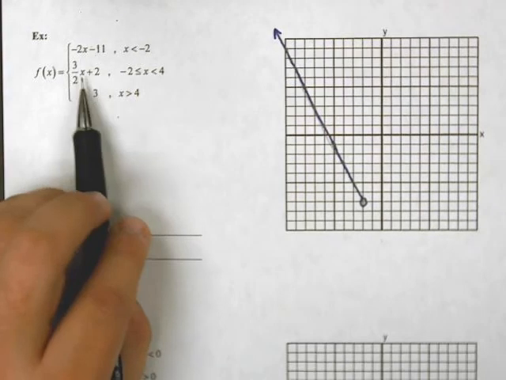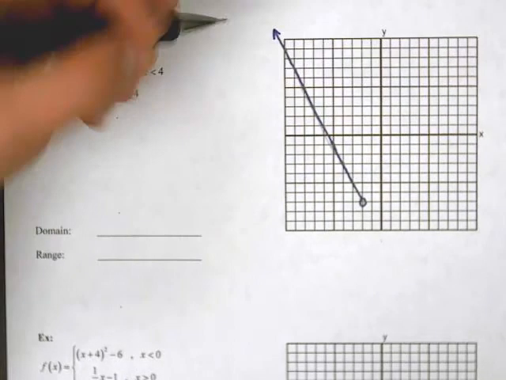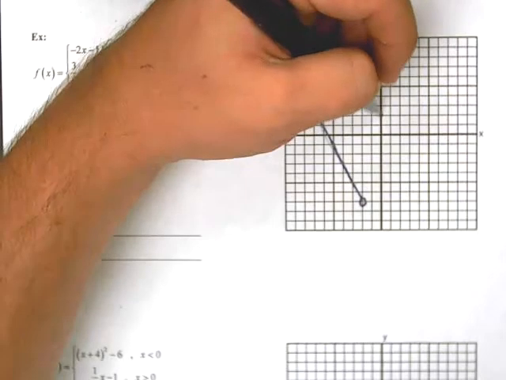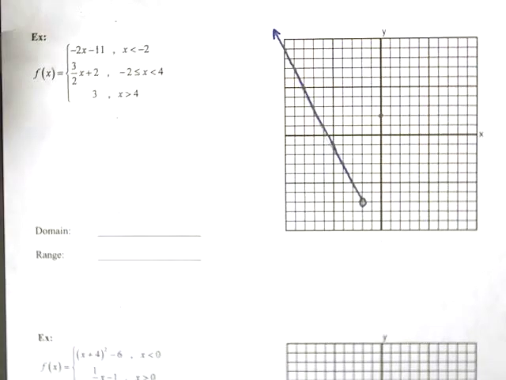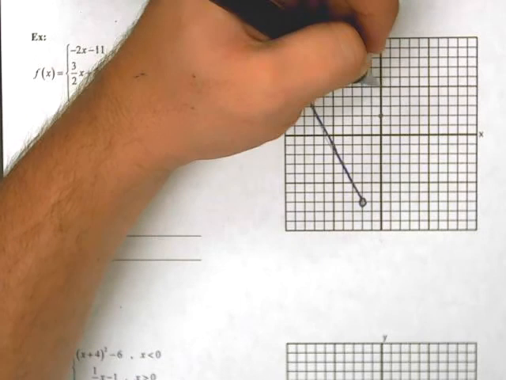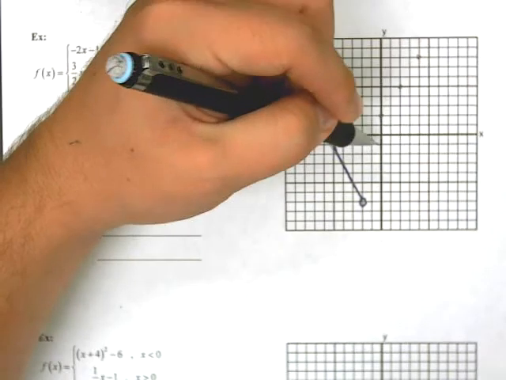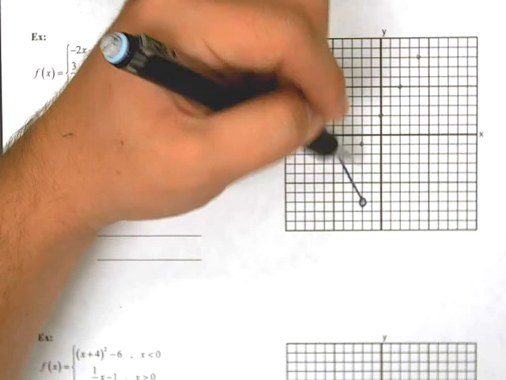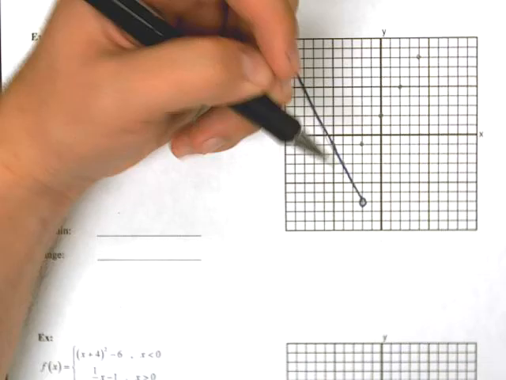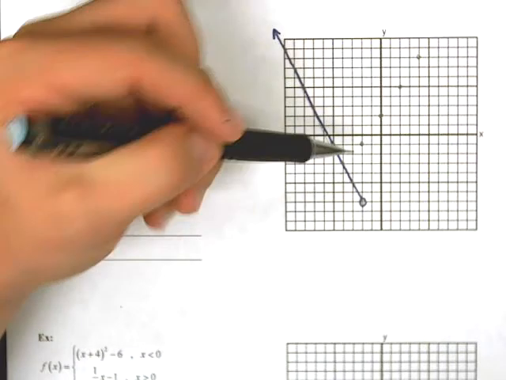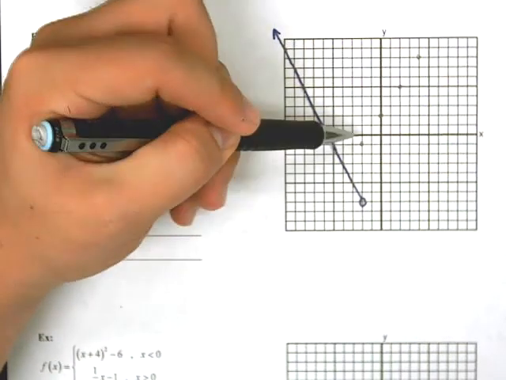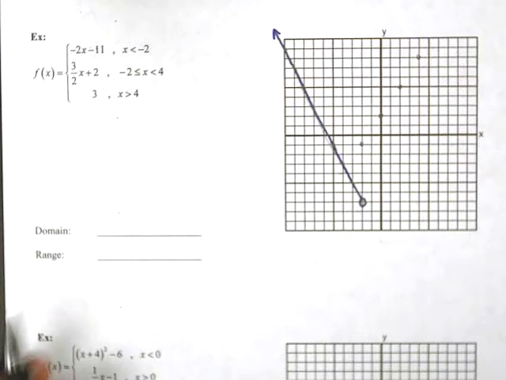Alright, 3 halves x plus 2. Well, I have a y-intercept of 2. I know my slope is 3 halves, so I'm going to go up 3 over 2, up 3 over 2. I can't do that one. Down 3, back 2. Do I need to keep going? Hopefully you guys agree. No. I know I can't overlap, so this is really the farthest I have to go to the left.